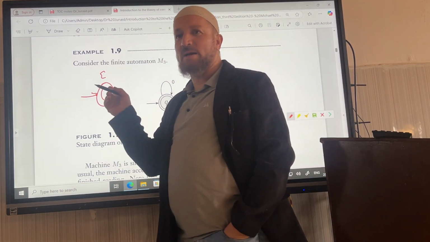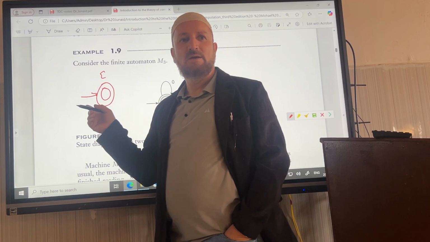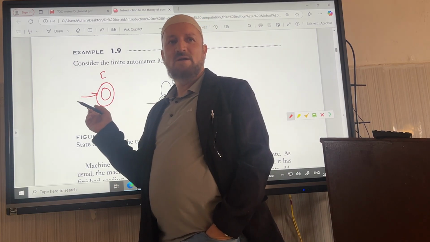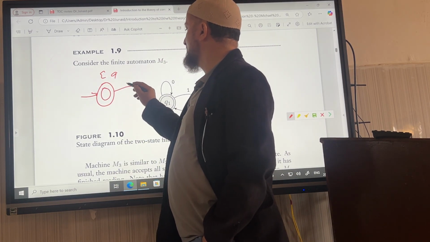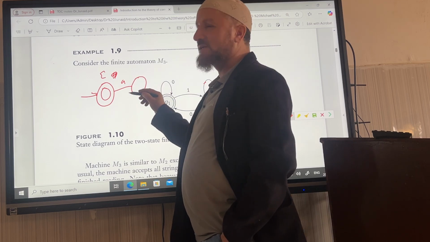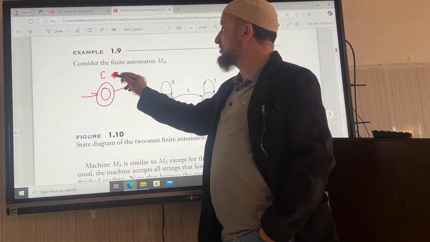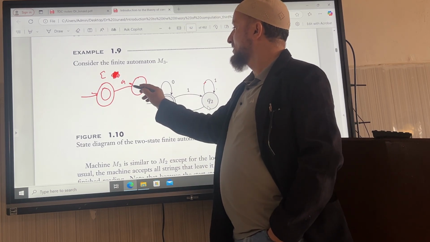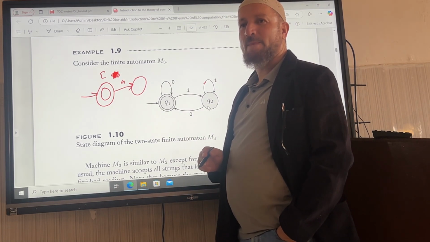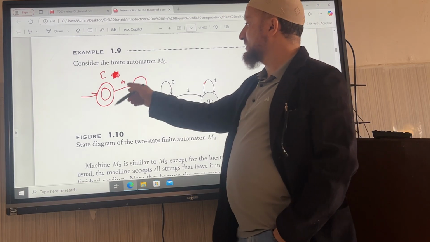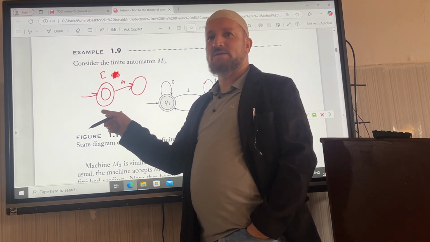In this case only epsilon will be possible, right? Yes, because if there is nothing, it's accepting. But the moment anything comes in, A for example, it will go to a non-accepting state. So what do you say about this machine? It accepts only the epsilon, the empty string.